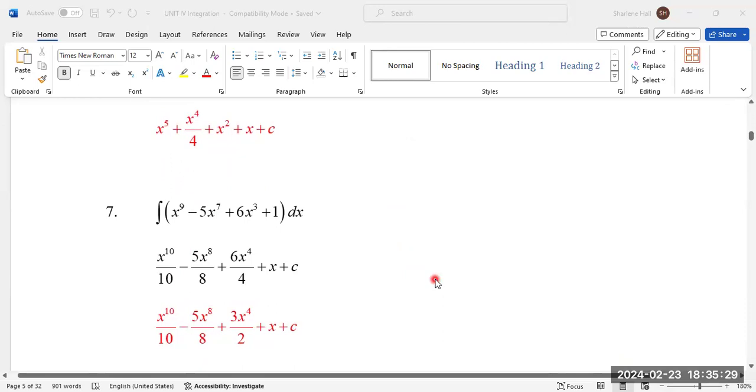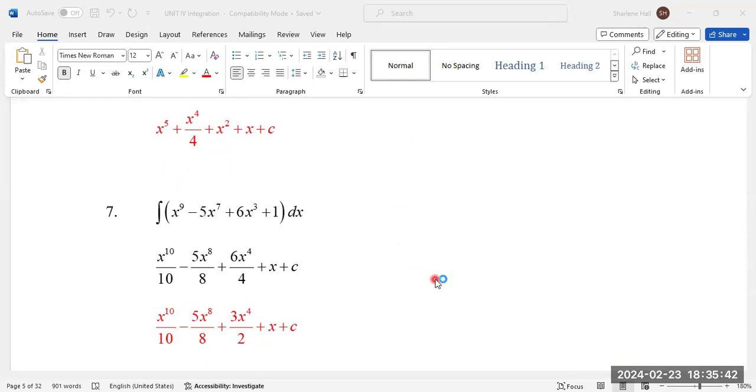How close were you? I know the first one was right. No, man, the first one is correct. They said x to the 10 over 10. That's not what you said. Yes, sir. But for the second term, I got x raised to the power 8.